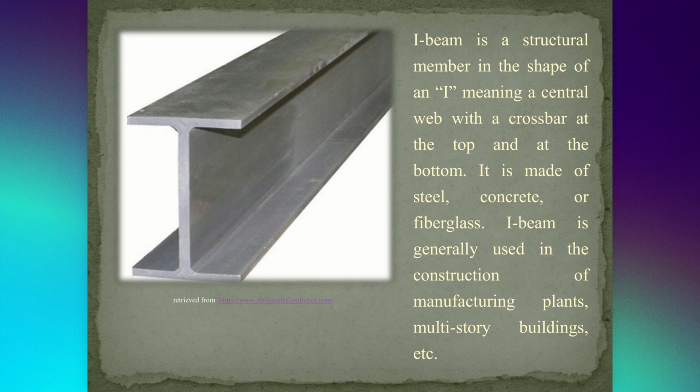An I-beam is a structural member in the shape of an I, meaning a central web with a crossbar at the top and at the bottom. It is made of steel, concrete, or fiberglass. I-beams are generally used in the construction of manufacturing plants, multi-story buildings, etc.